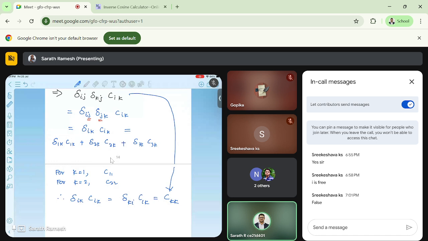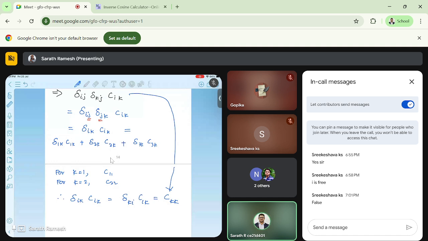Last topic in indicial notation is the permutation symbol. Okay, so for Kronecker delta, we started with the dot product of two vectors. For the permutation symbol, we will go with the cross product of two vectors.